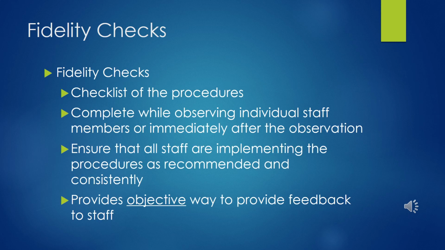Okay, so more on fidelity checks because this is often new for teachers. So these are just a checklist of the procedures, and you would complete while observing the individual staff members or immediately after the observation. A staff member could actually complete one on themselves too, following an episode of problem behavior. How did they respond? Did they follow the correct consequence procedures? They could fill one of these out on themselves too if someone wasn't available to observe them.